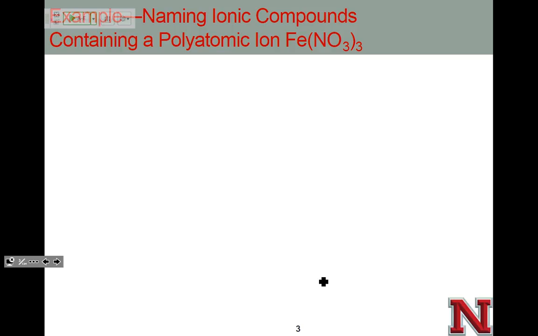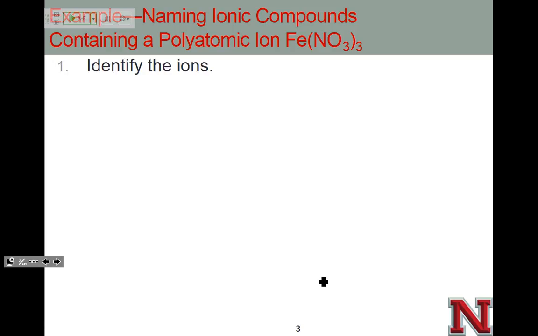If it's only 1, then we don't show the 1, so we don't have to put it in parentheses. But we have to make sure if there's multiple of that polyatomic ion, the whole polyatomic ion is in parentheses, and then the subscript shows how many of that ion we have. So that's really important to know. Also, iron is a variable charge, so we need to figure out what charge that ion is, and we can do that by balancing, because we know that our Fe cation and our 3 NO3 anions have to cancel out and have a net charge of 0.